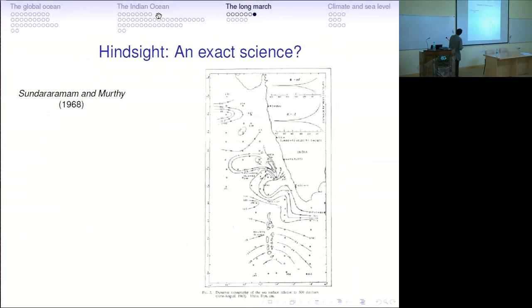If you go back to 1960s IIOE data and look at the summer monsoon data, you can see features like the Lakshadweep low.